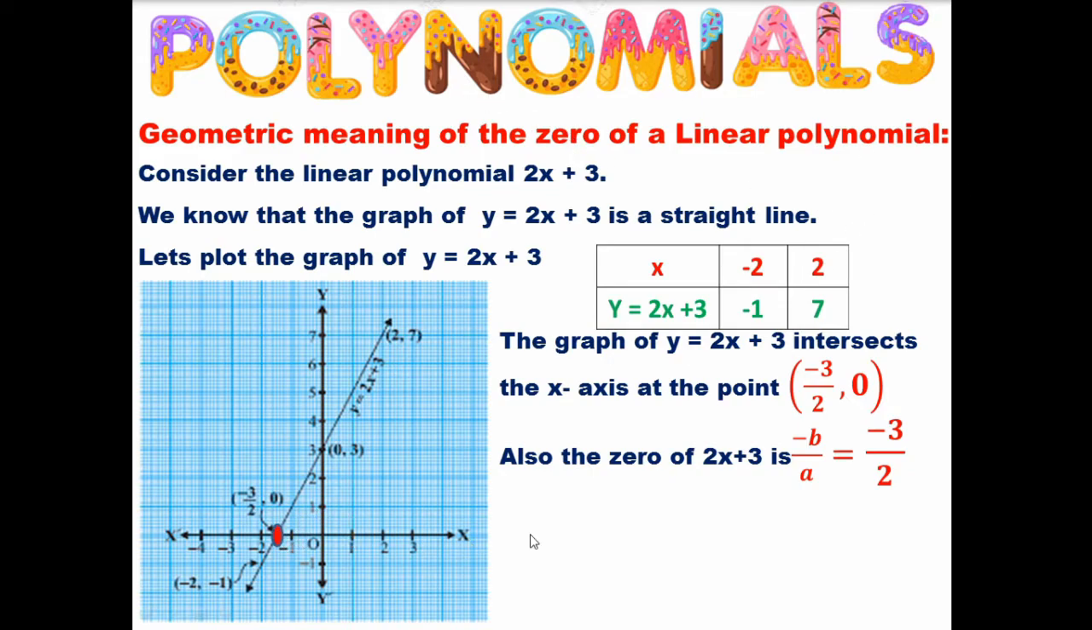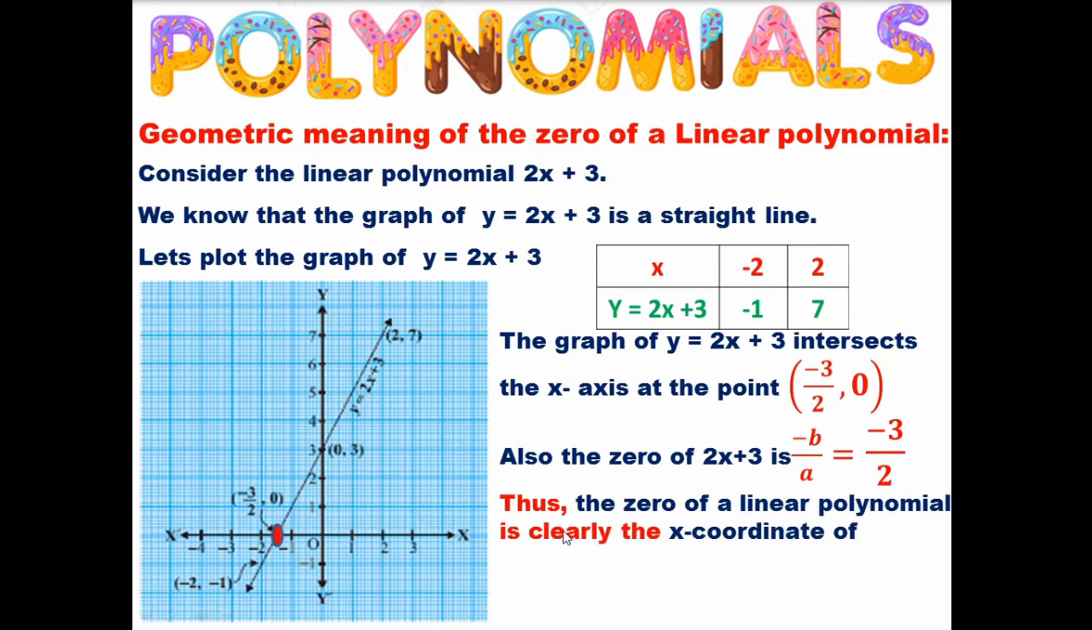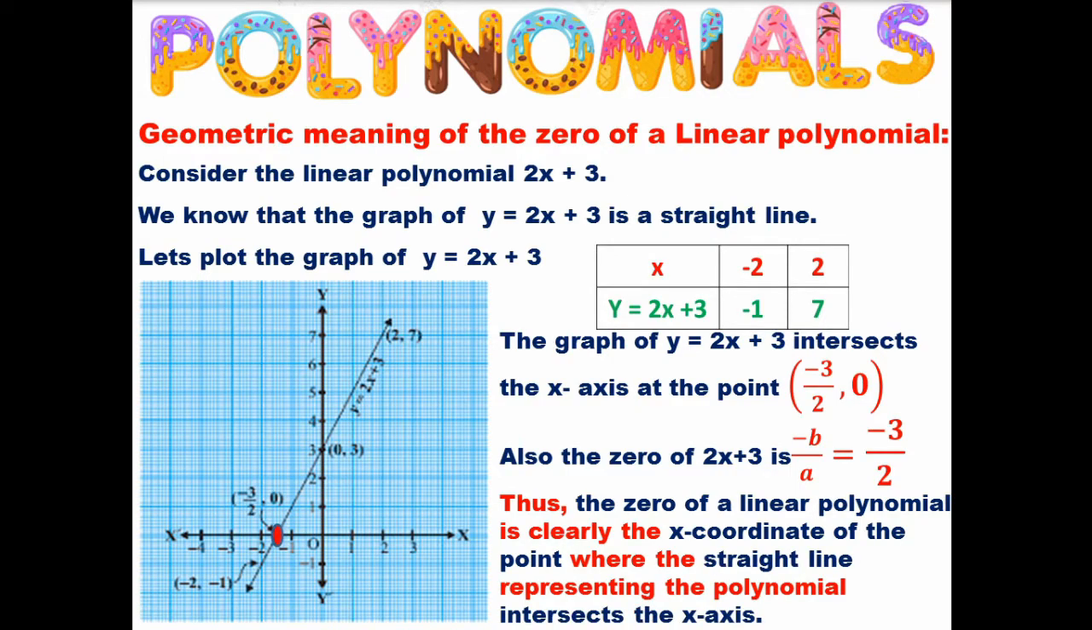What is this point? This is the x-coordinate of the point of intersection of the straight line and x-axis. So, the geometric meaning of 0 of a linear polynomial is nothing but the point at which the straight line meets the x-axis.